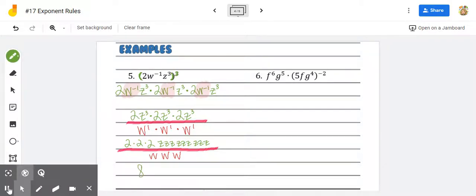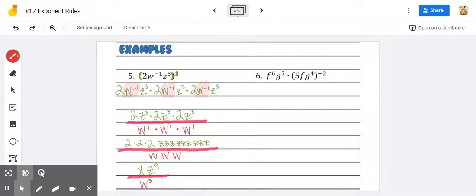Z cubed times z cubed times z cubed gives me a brand new power on z, which is a power of 9 z's on the top. And down on the bottom, how many w's do we see sitting there? Well, we see 3 of them. So w to the 3 on the bottom would be an acceptable answer. So 8z to the 9th divided by w to the power of 3.